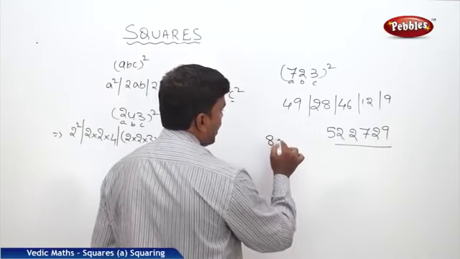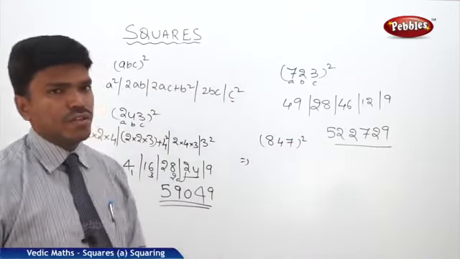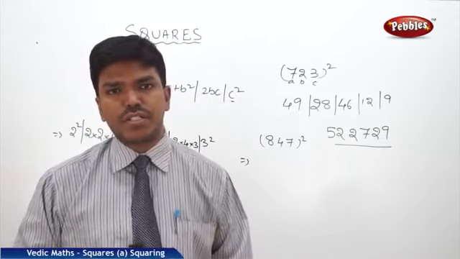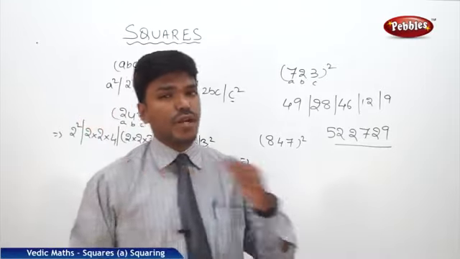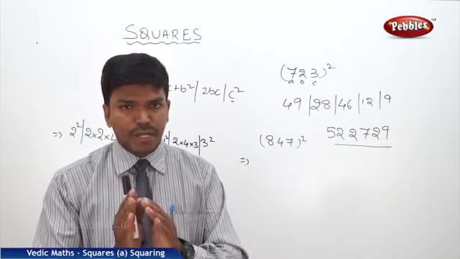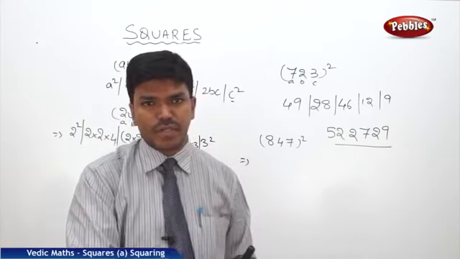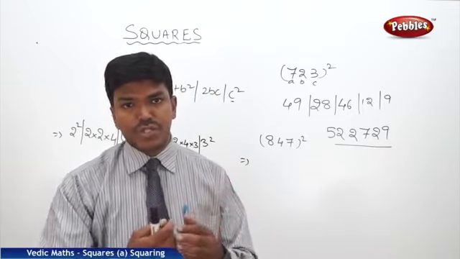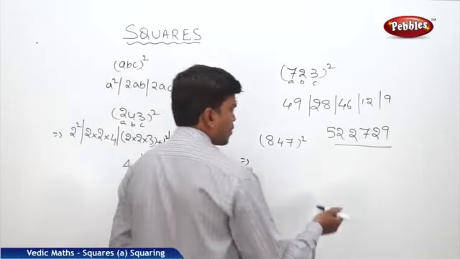Finally, we'll take one more example. I need 847 square. You need to remember the formula. Somehow you need to remember the formula and apply that in the triple digit square. So 847 square. What is the formula? If you start from left to right, the formula is a square, 2ab, 2ac plus b square, 2bc, c square. If you start from the right side, c square, 2bc, 2ac plus b square, 2ab, a square. So we'll start from the right side now.